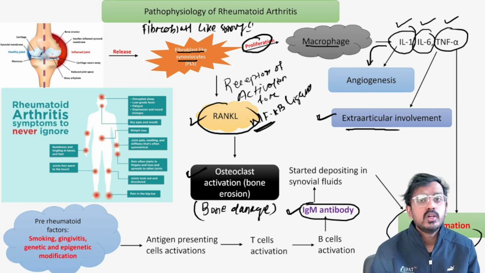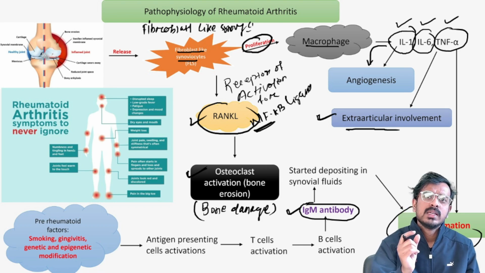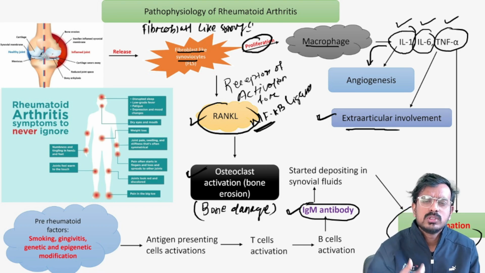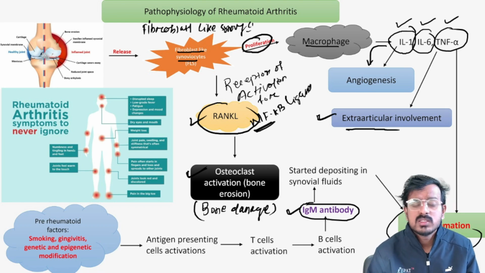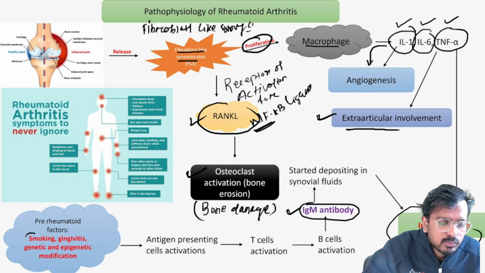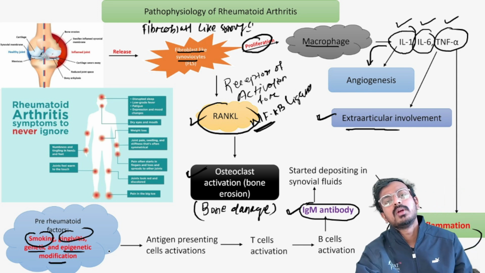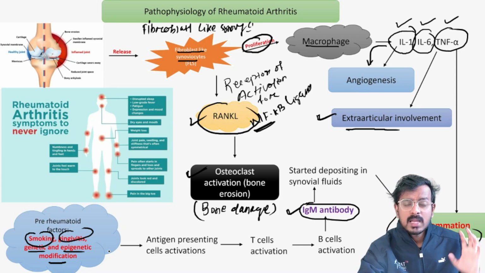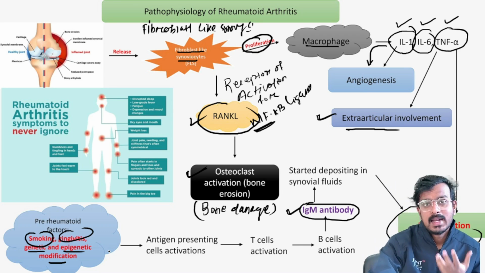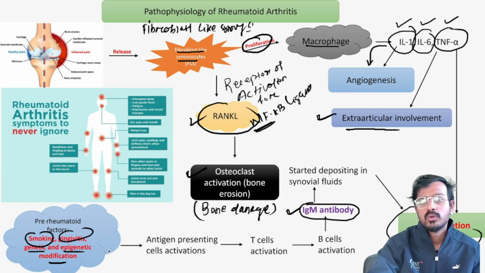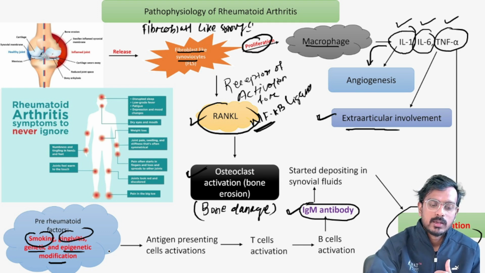There are some predisposing factors that can also lead to the rheumatoid arthritis condition. What are these factors? Factors like smoking, gingivitis, genetic and epigenetic modification. If you have some type of genetic and epigenetic modification in your body, that can also act as a predisposing factor for inducing rheumatoid arthritis.